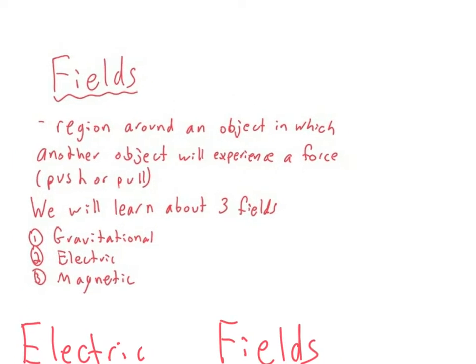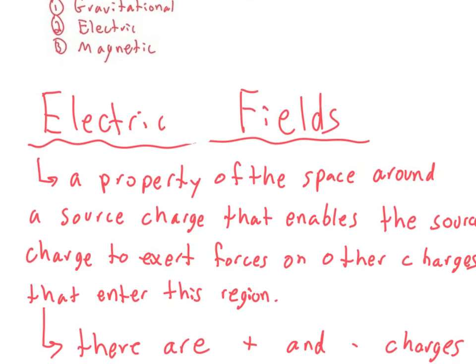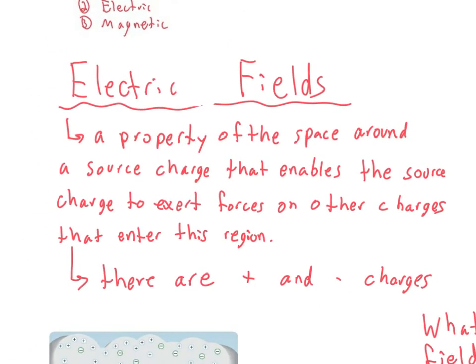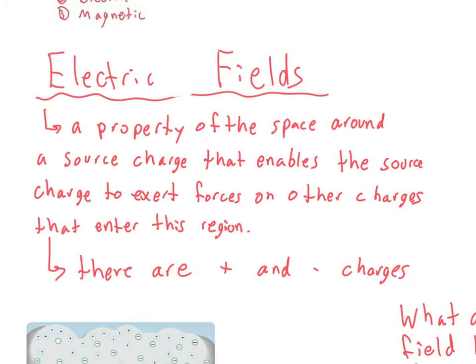In our last video, we learned about gravitational fields, and now in this video, we're going to be learning about electric fields. Our textbook definition of an electric field is a property of the space around a source charge that enables the source charge to exert forces on other charges that enter this region.